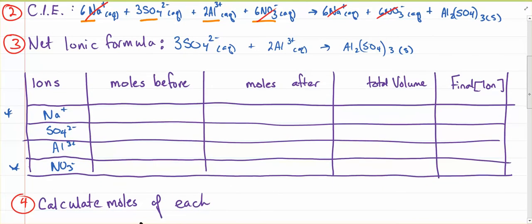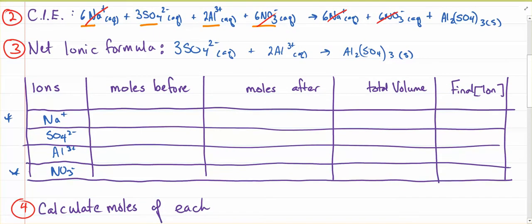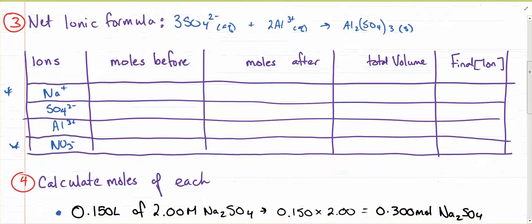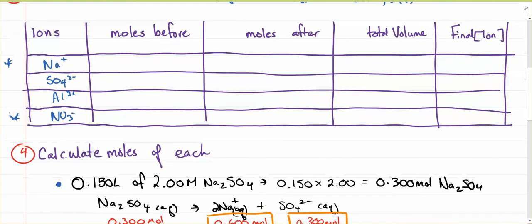I'm going to use this chart right here to add what I need. You've already seen that I've grabbed my ions. I grabbed them from everything you see which is orange. Everything I have circled or boxed or underlined in orange is what goes in my table. So my sodium ion, my sulfate ion, my aluminum ion, and my nitrate ion. Once I've done that part of the table, I'm going to calculate the moles before, which means what are the moles before they're reacted? So when they're in their own beakers and before they've been mixed.